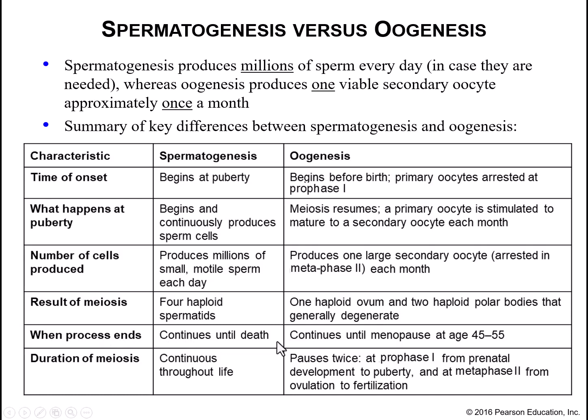When the process ends: spermatogenesis, as I mentioned, males can do until death, whereas females tend to cease the development of ovum during menopause between the ages of 45 and 55. Duration of meiosis is continuous throughout life for males, but pauses twice in females: once at prophase 1, prenatal, and then it starts again at puberty, arresting at metaphase 2 when ovulated, and will only finish meiosis 2 if the ovum is fertilized.